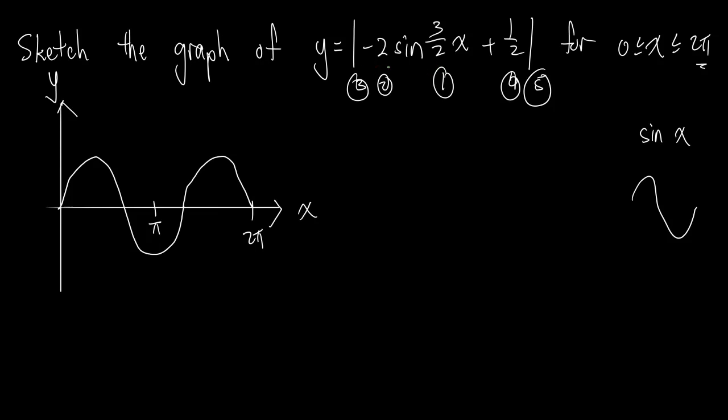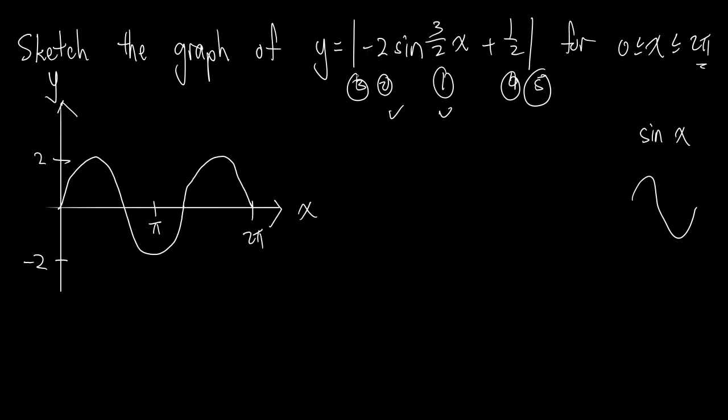And now we will go to the amplitude. The amplitude is 2, which means here you have 2 and here you have negative 2. So we have done this and this. Now we go to the negative. Negative means you will flip the graph at the x-axis.